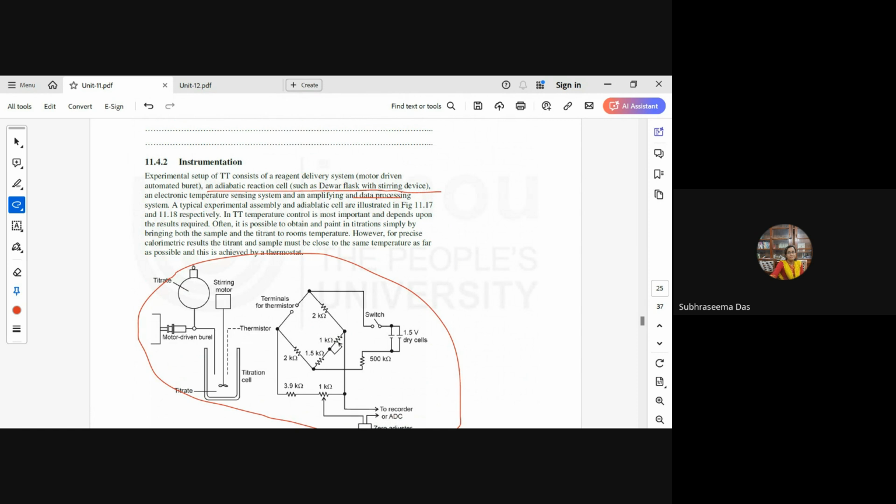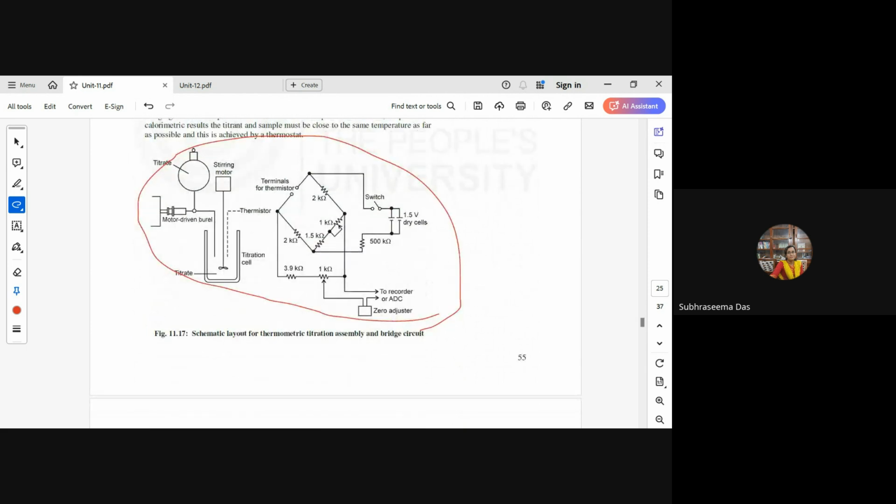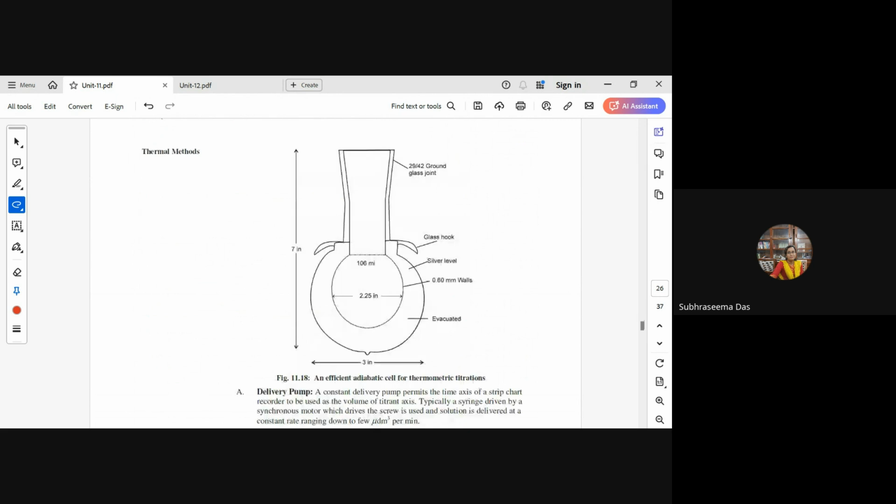In a thermometric titration, temperature control is most important and is indicative of the results required. Often it is possible to obtain a titration simply by bringing both the sample and the titrant to room temperature. However, for precise calorimetric results, the titrant and sample must be at close temperature as far as possible, with the help of a thermostat.